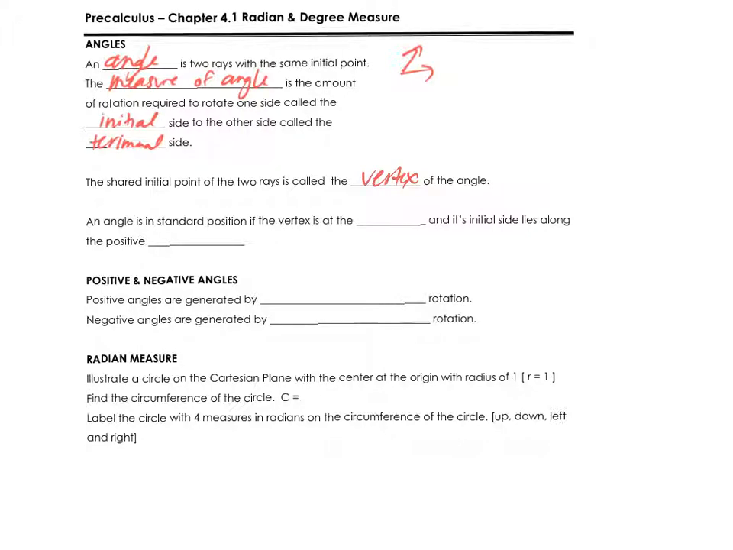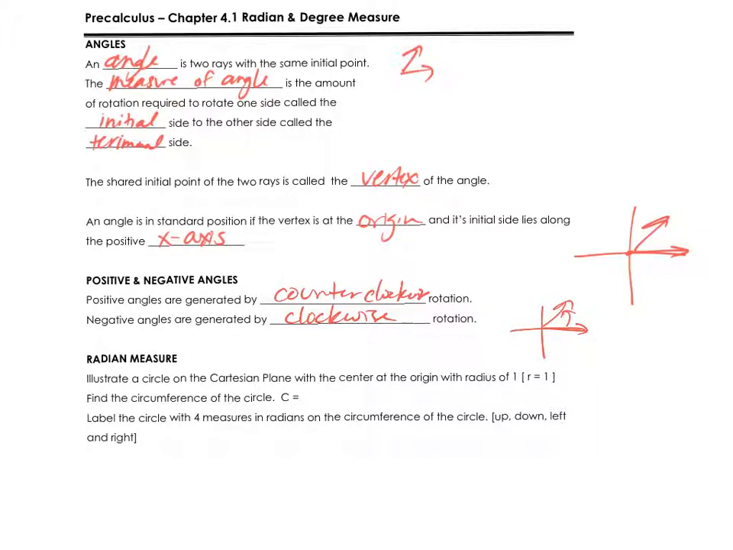An angle is in standard position if the vertex of the two rays is at the origin and its initial side lies along the x-axis. Positive angles are generated by counterclockwise rotation, whereas negative angles are generated by clockwise rotation. So if I have an angle that starts here, if it goes this way, that's positive. And if it starts here and goes this way, that's negative.